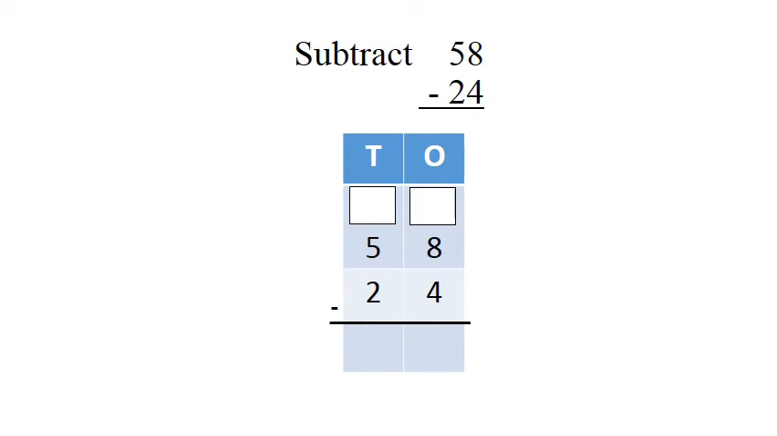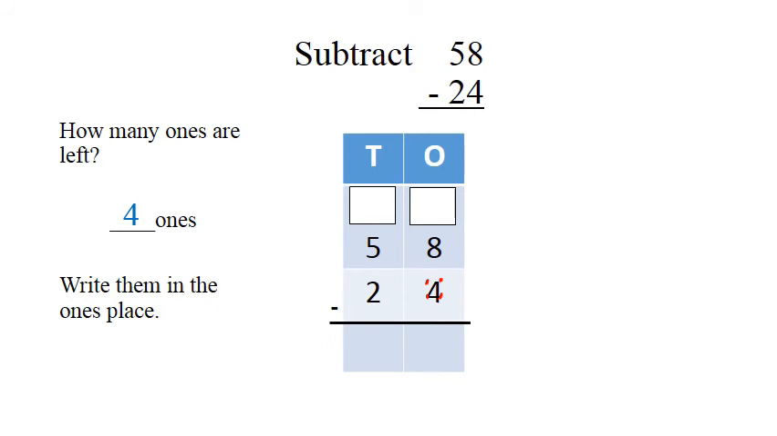Therefore, I do not need to decompose. All I do is subtract. So I'm going to take 4 ones from 8 ones. 8, 7, 6, 5, 4. How many ones do I have left? I have 4 ones. So I'm going to record that into the ones place.